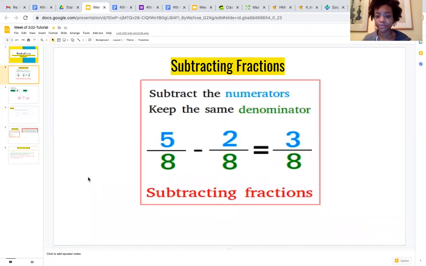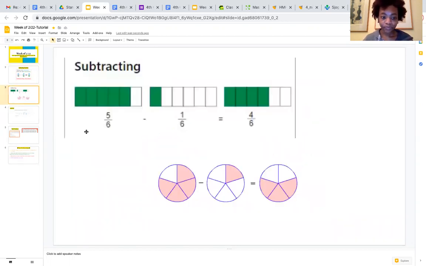So if you remember, with adding fractions, the denominator stays the same. It does not change. All that we did was add the numerators. In this case, with subtracting fractions, we're going to keep the denominator as it is, and we're going to subtract the numerators. So looking at this example here, we have 5/6 minus 1/6, and we end up getting a difference of 4/6.